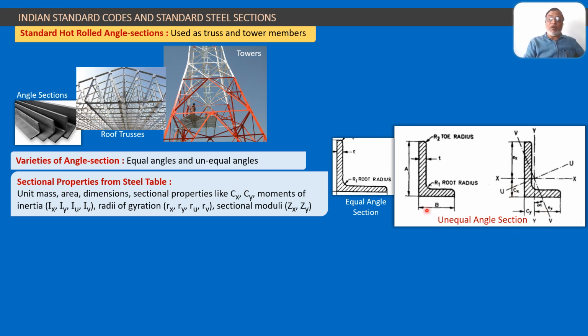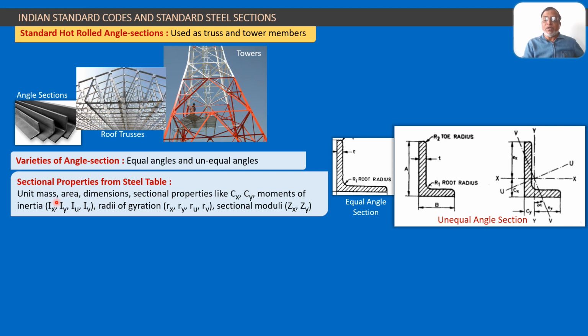Now, whether it is equal angle or unequal angle, what is peculiar about angle section is that it is neither symmetric about x-axis nor symmetric about y-axis. So it is an unsymmetrical section. Whenever we come across an unsymmetrical section, the question of x and y-axis symmetry plays an important role in case of compression members, in case of buckling.